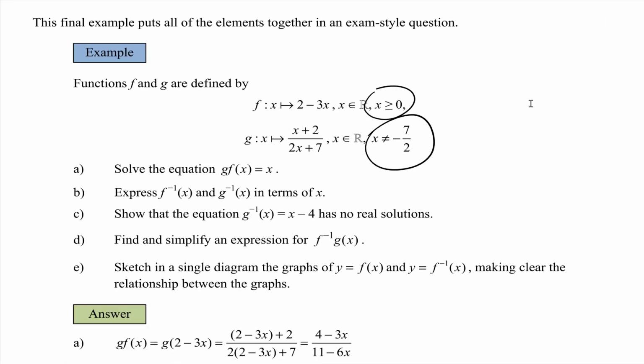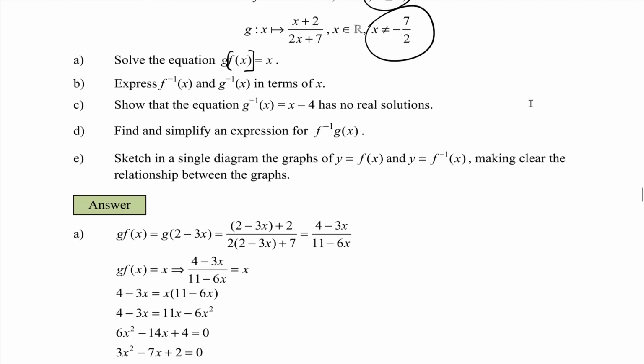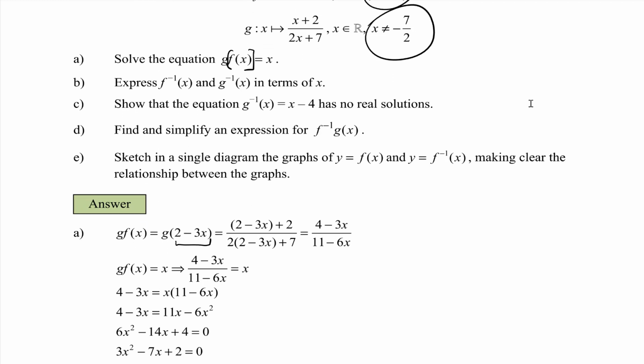Part A, solve the equation g of f of x equals x. So we need to form the composite function g of f of x. So g of f, remember we've got to do the inside first. We've got to go g of f of x is g of 2 minus 3x, that's the function, and then we've got to substitute 2 minus 3x into that g function wherever we see x.